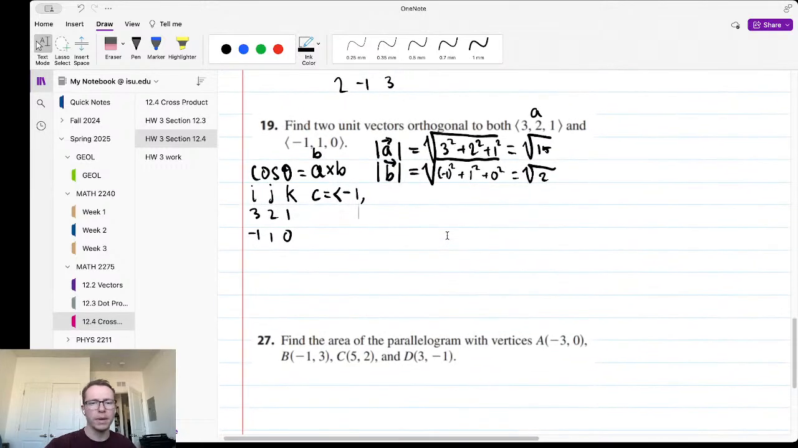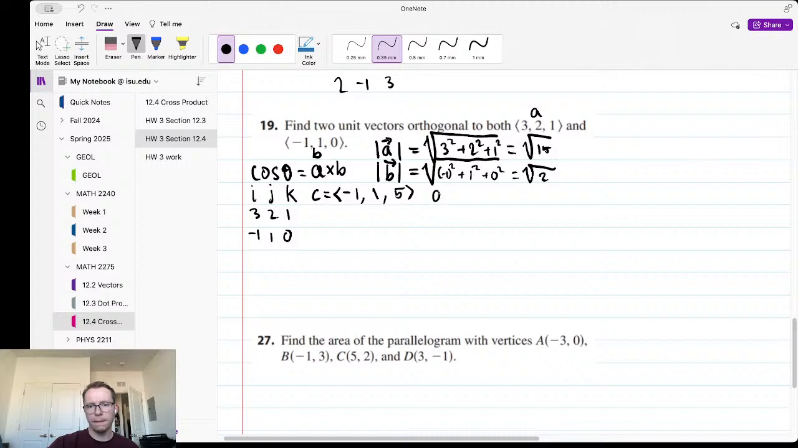Okay, I guess we just make this and then we prove that it's orthogonal, right? So -1, okay, and then j is 3 times 0 minus -1 times 1, so 1. And then 3 times 1 minus -1 times 2. So that's 3 plus 2, which is 5. Okay, and then we'll do it again for D. Well, maybe I should prove that this one's orthogonal.